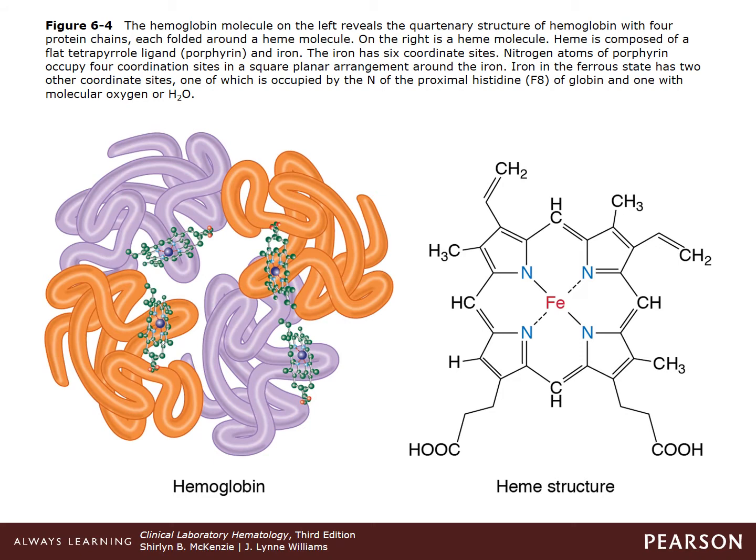Now the iron has 6 coordinate sites. Nitrogen atoms of the porphyrin occupy 4 of those sites in a square arrangement around the iron. Iron is in the ferrous state, meaning 2+, and has 2 other coordinate sites, one of which is occupied by nitrogen on the proximal end, with another being attached to oxygen.